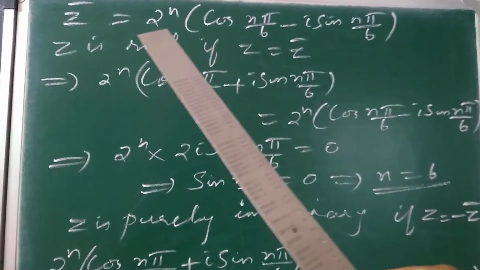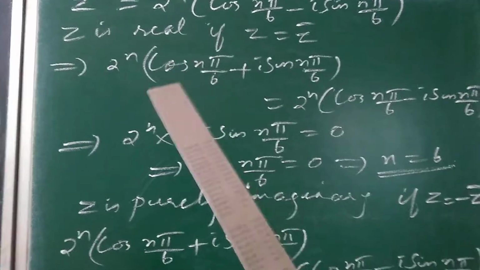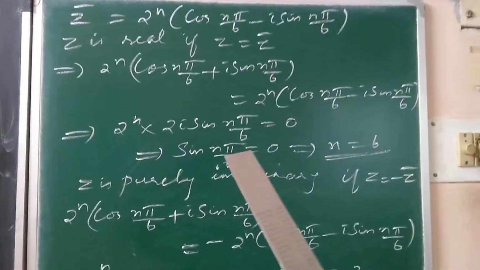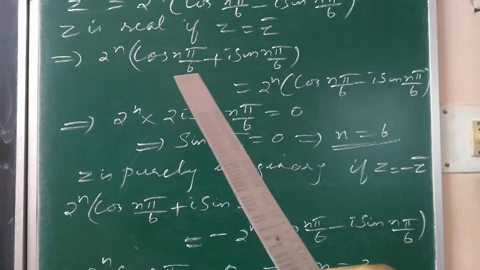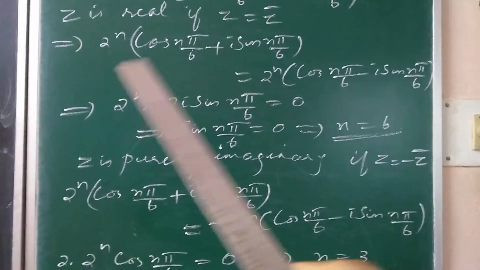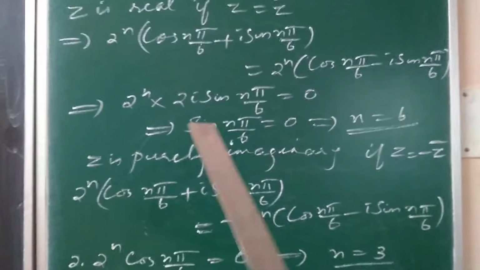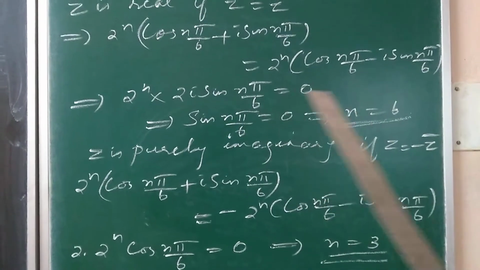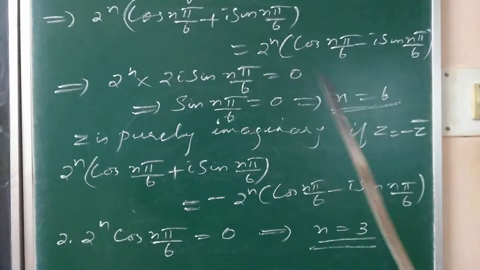Now we come to the question. We are supposed to find the least positive integer value for n so that the complex number is real. The condition for the complex number to be real is z should be equal to z bar. So I am writing z is equal to z bar here, and here 2 power n cos n pi by 6 on both sides will cancel. So what remains is 2 power n i sin n pi by 6, and one more 2 power n i sin n pi by 6 comes here. So 2 power n into 2i sin n pi by 6 becomes 0. All these terms cannot be 0. So only sin n pi by 6 has to be 0.